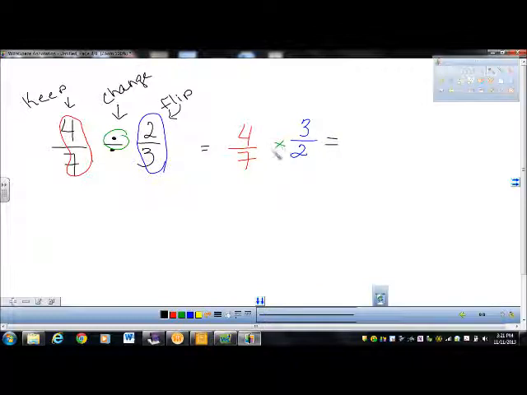So now we are back to multiplying, and they're very easy. So we just go across. 4 times 3 is 12. And 7 times 2 is 14. And that can be reduced because I know that 2 goes into both of them. So 12 divided by 2 is 6. And 14 divided by 2 is 7. Okay, so keep, change, flip when we're dividing.